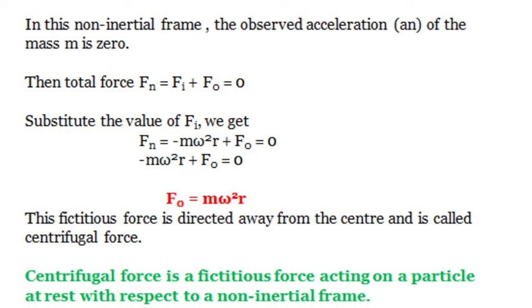I got F0 is equal to m omega square r. This fictitious force is directed away from the center and is called centrifugal force. In this expression, we do not have any minus sign. That means this force is directed away from the center. If a force is directed away from the center, it does not contain any minus sign. That is why this is a fictitious force which is directed away from the center and is called centrifugal force.